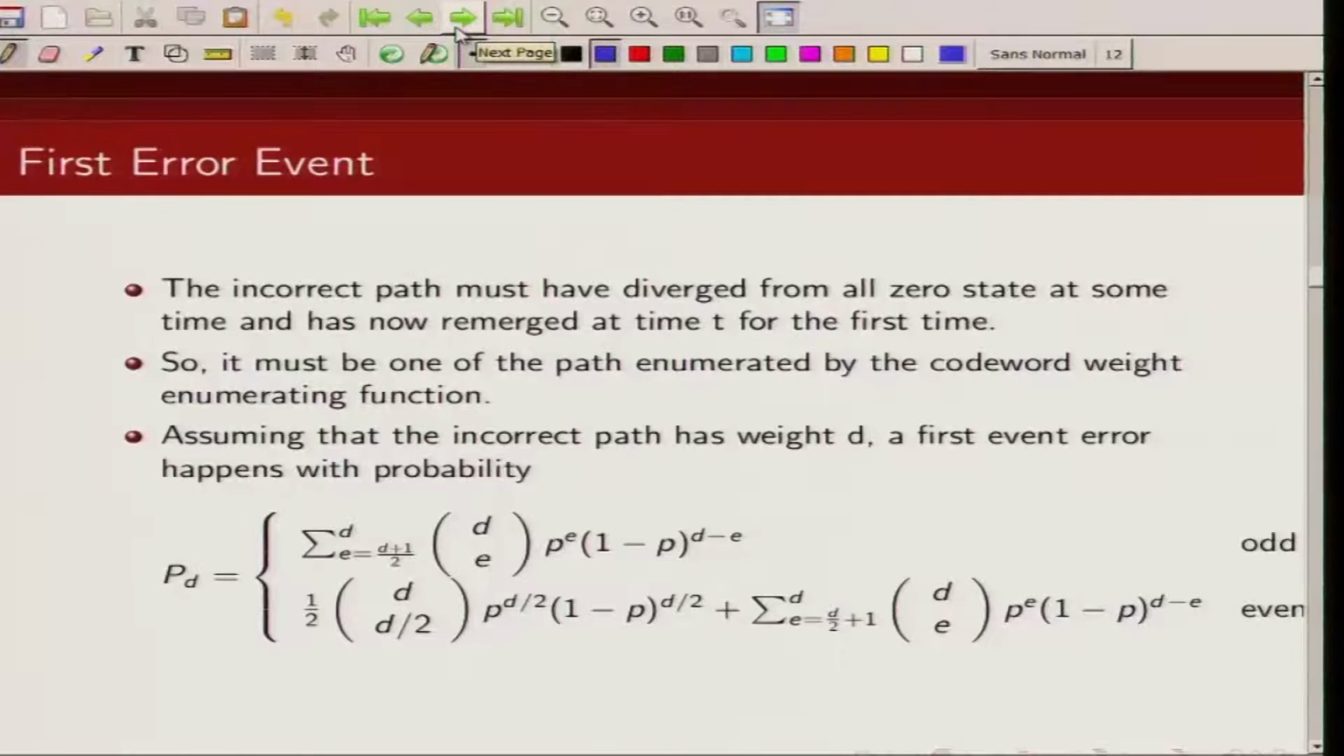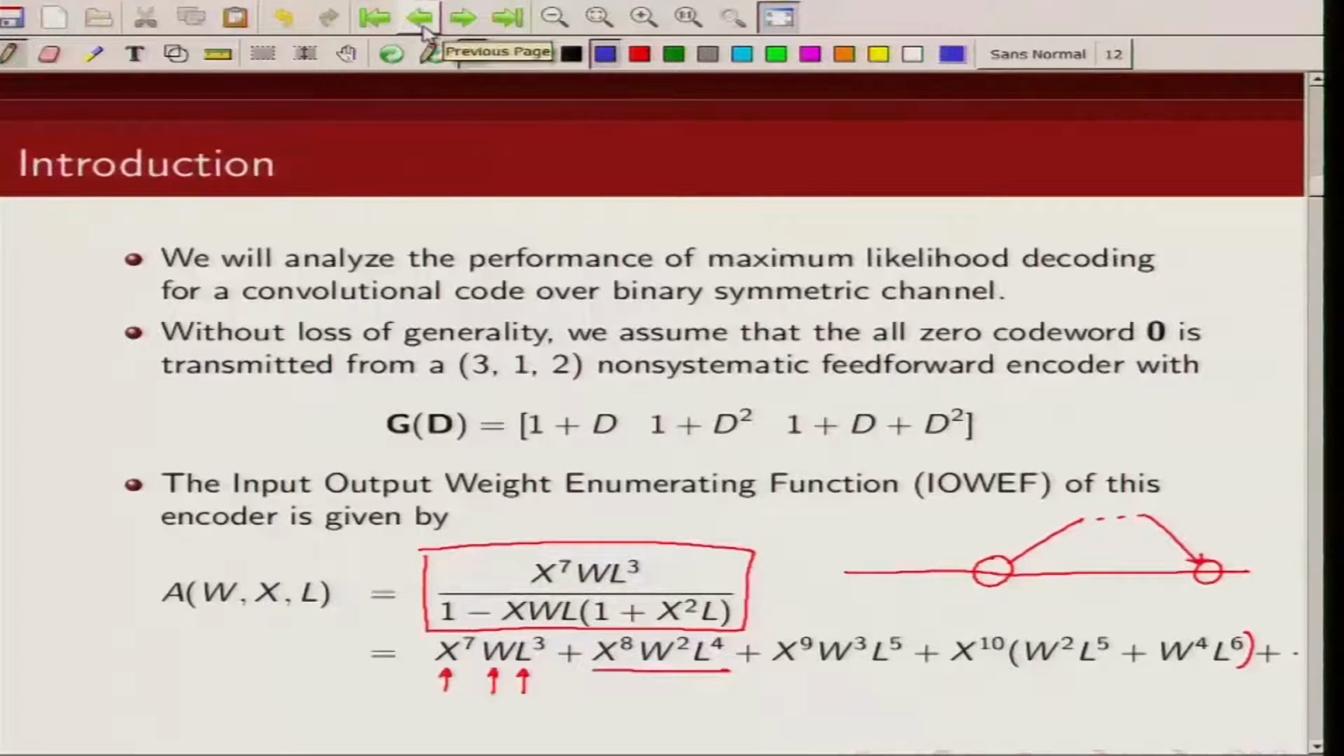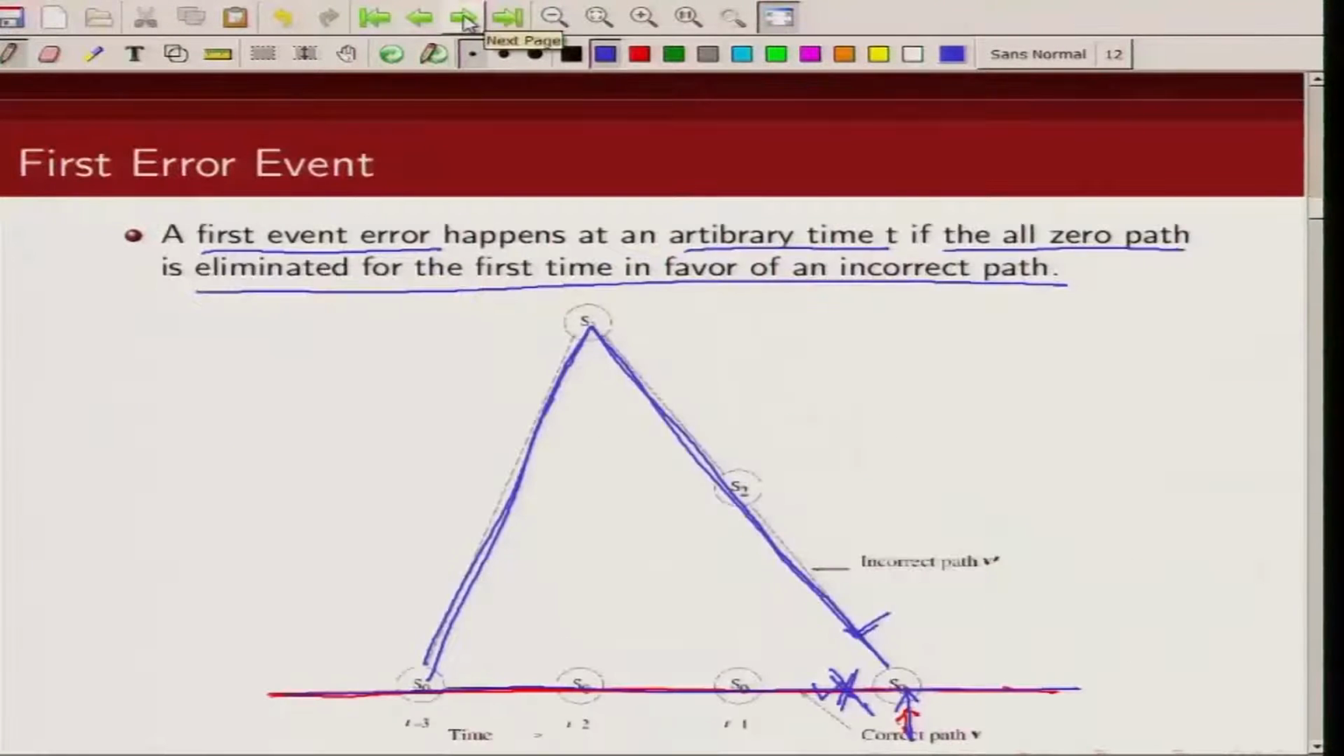Now, when will we decide in favor of this incorrect path and not the all 0 path? We can take the example of the same code that we are considering. This code has d free 7, it has one code word of weight 8, one code word of weight 9, two code words of weight 10, and so on. So, the minimum distance d free is 7 here. Let us assume that this incorrect path had weight 7.